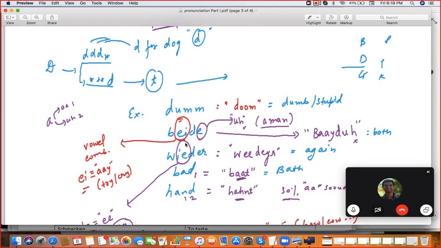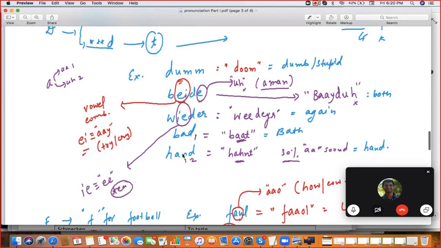See the first example: BEI. This is Bider. Speak. Next, Weeder. Next, Bart. After a one consonant, that's the A sound. We have to remember two things: after A there is one consonant, and D pronunciation is T. That is Bart. Then next is Hunt.